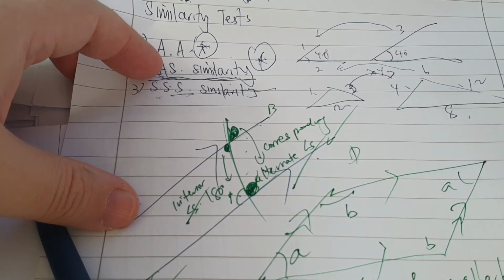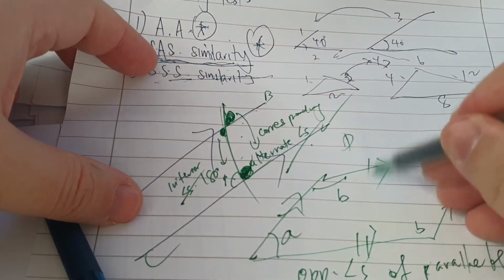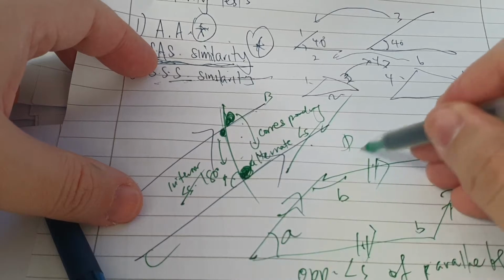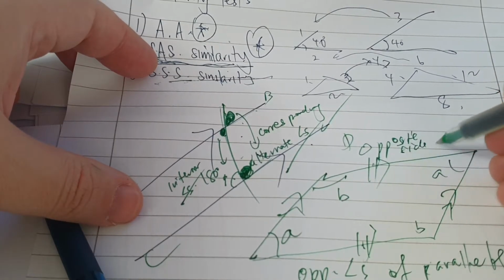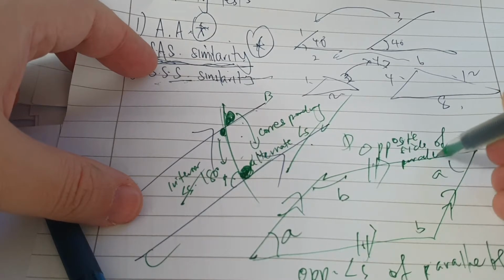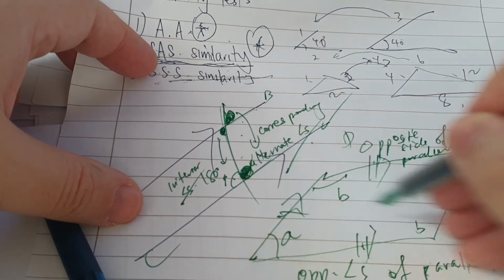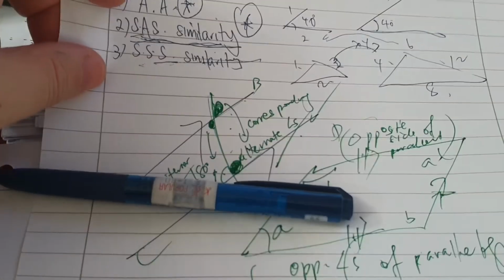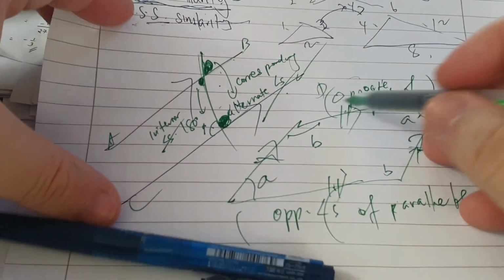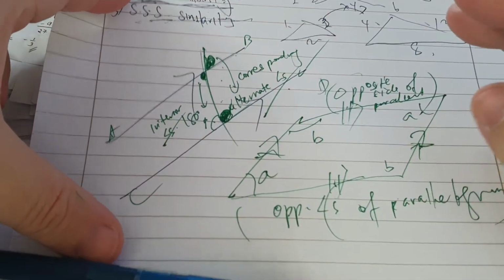Okay, we revised this in class before. Similarly, opposite sides of a parallelogram are equal. So this equals this, equals this. You have to state the reason when you do proving of similarity test, congruency test. So these are some of the things you need to know.